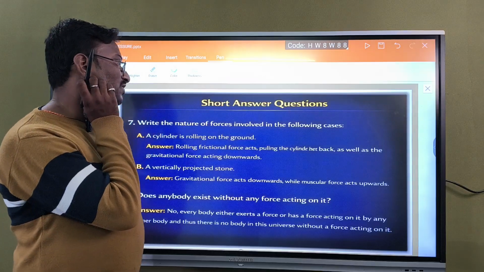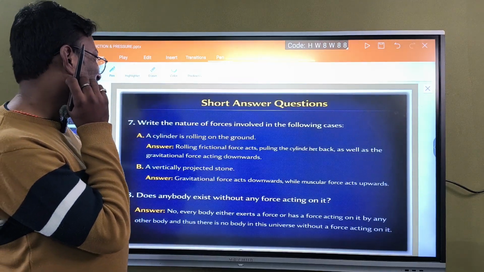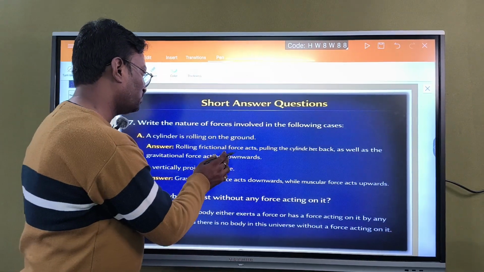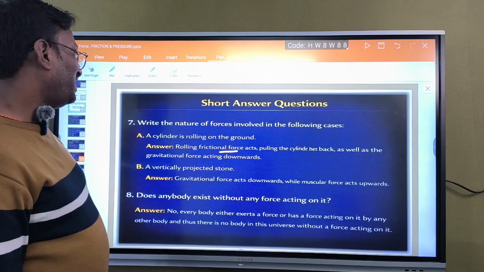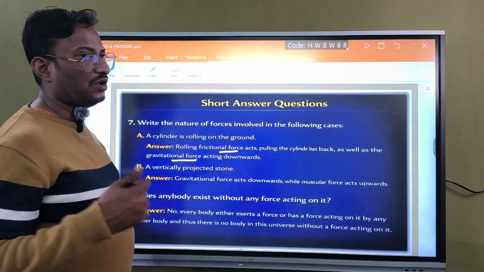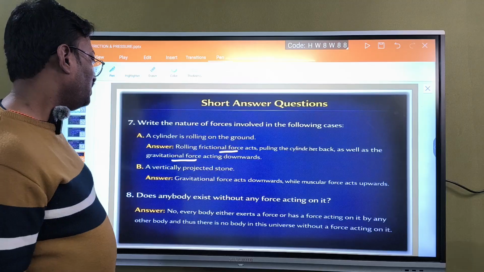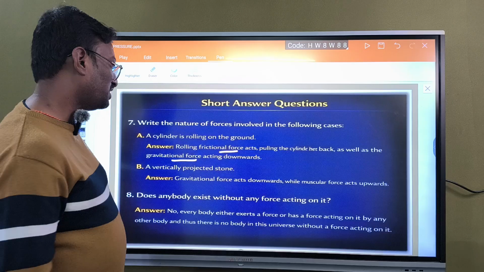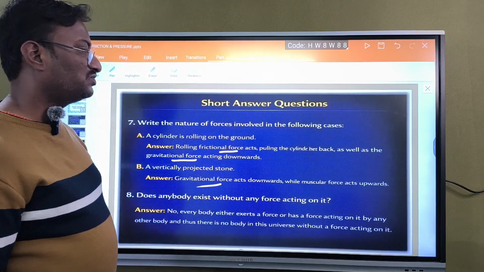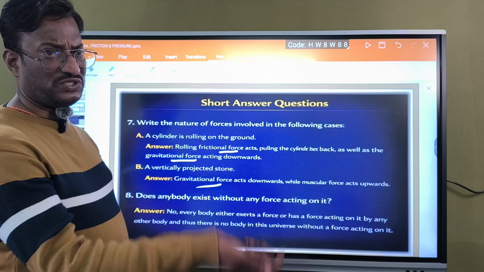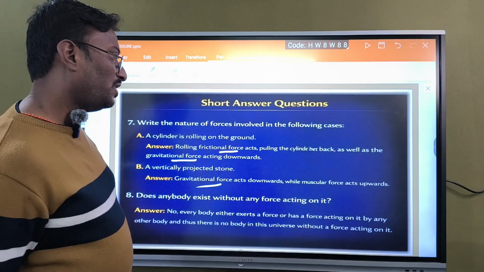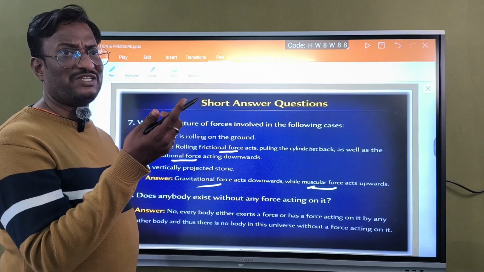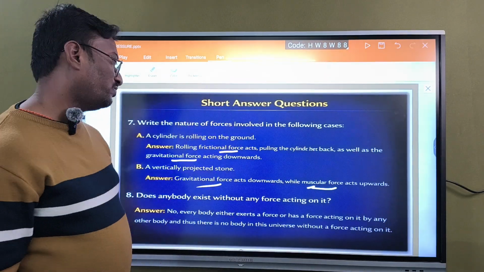Write the nature of forces involved in the following cases. A cylinder is rolling on the ground. If the cylinder is rolling on the ground, frictional force comes into the picture as well as the gravitational force acting downwards. A vertically projected stone: the gravitational force will act downwards, while the muscular force, while projecting, since we have to throw it, acts upwards. Muscular force will be in the upward direction while throwing a stone, and the gravitational force will be in the downward direction.